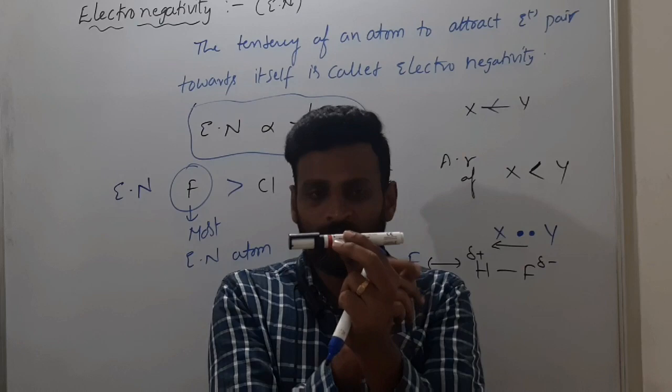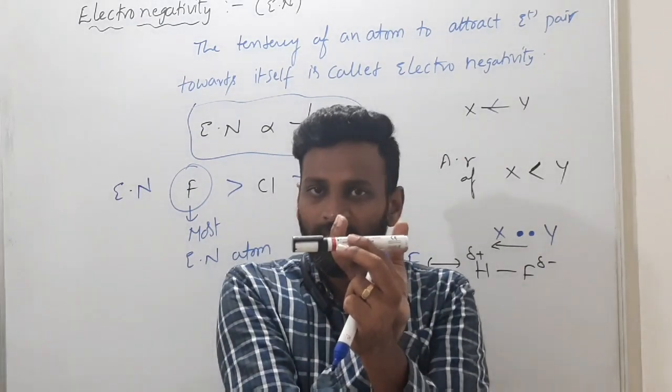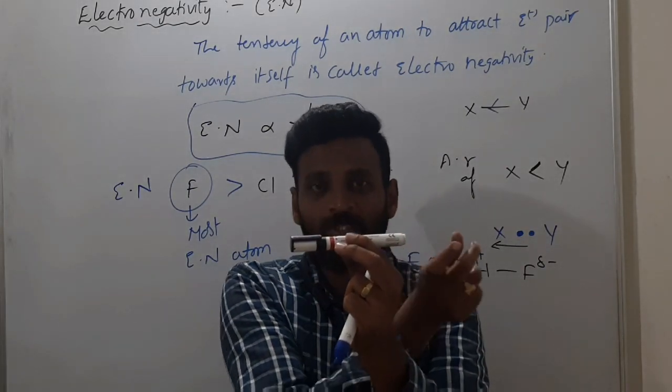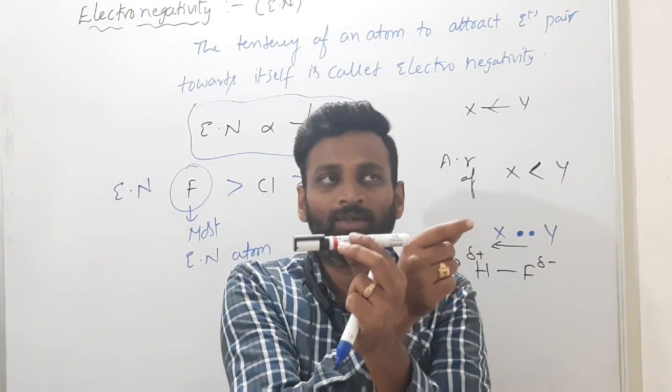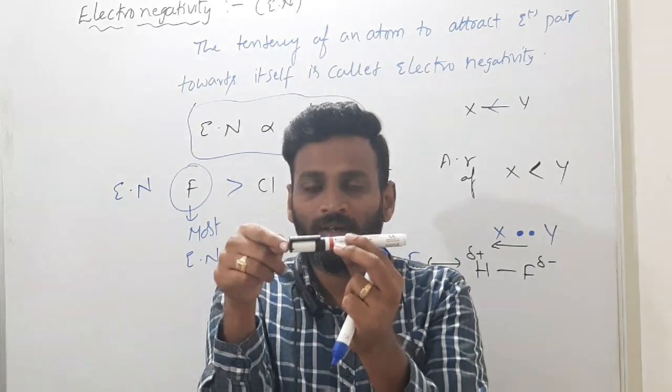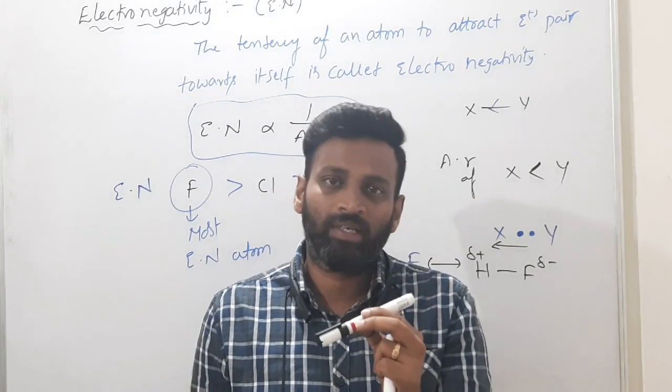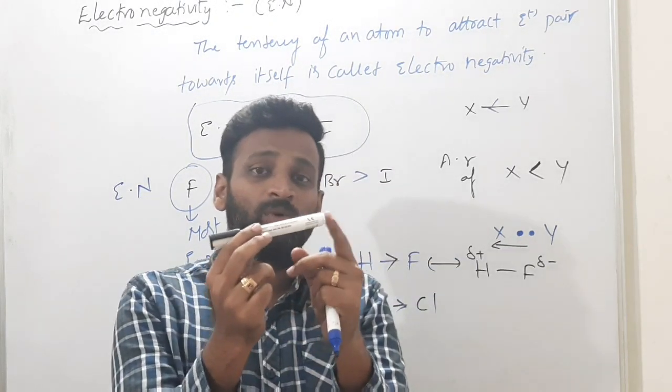Kit Kat is my favorite chocolate. They have to share equally actually, but he took somewhat extra. Means he took 2/3, and my daughter took just 1/3 only. So sad. So who is more electronegative?